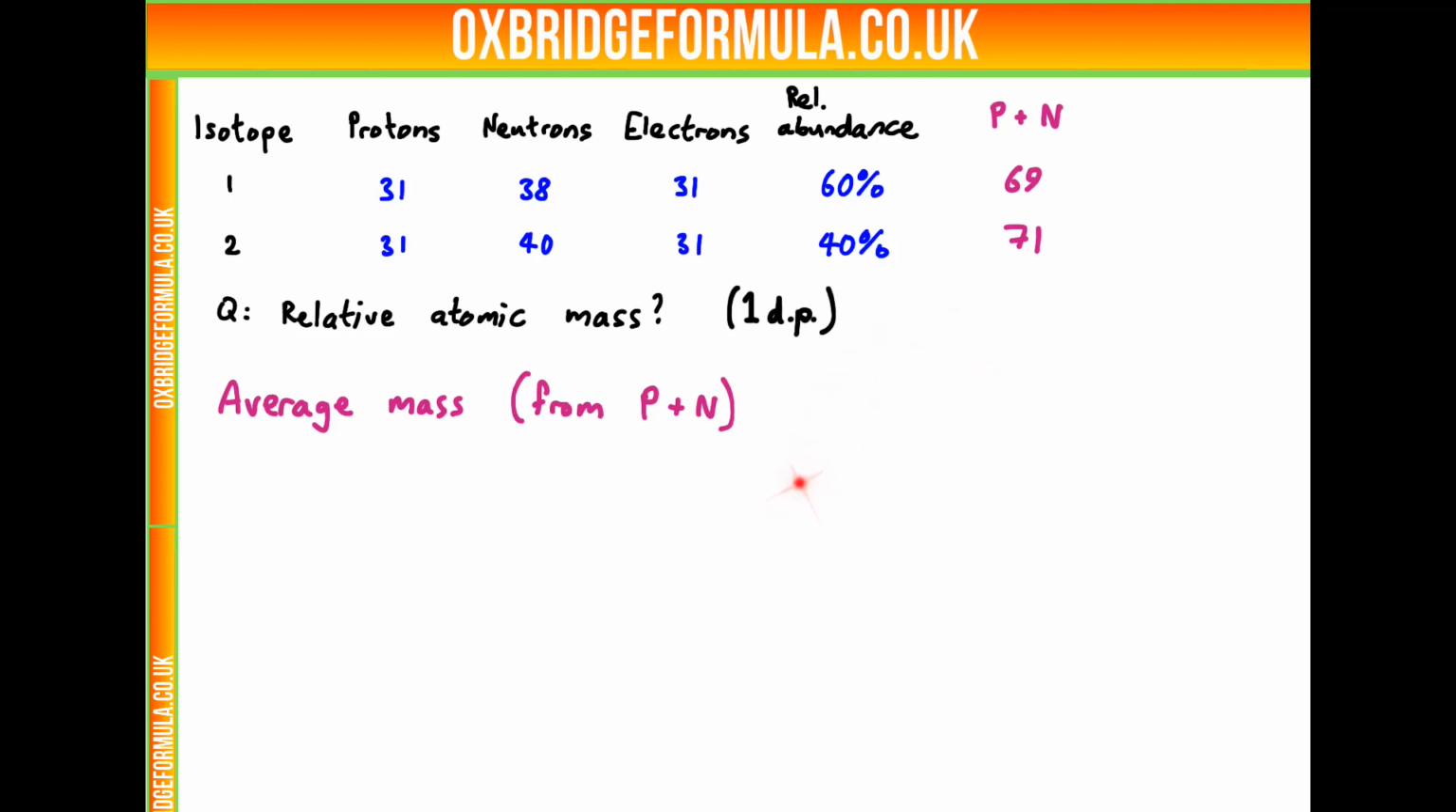So how do we go about that? Well, how do we work out a weighted average in general? So we multiply the abundance by the number. So if we multiply 60% by 69 mass units, so AR is our relative atomic mass, and we add to that the abundance of the second one times its mass. And then what do we divide by? So we've got 100 percentage units total, so we're dividing this sum by 100 to get our average.